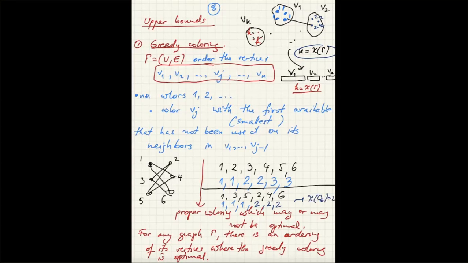But again, you see, this is a catch-22, because you want to use the greedy coloring to find an optimal coloring. So finding this optimal ordering of the vertices is actually equivalent to finding an optimal coloring, and this is quite hard in general. Now, nevertheless, this greedy coloring can give us something.